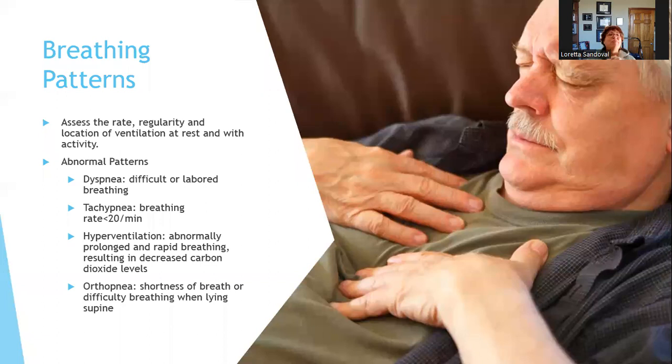Crazy, right? You're going to assess the patient's breathing patterns, and we're going to practice doing this in lab. You're going to assess the rate, regularity, and location of ventilation at rest and with activity. So abnormal patterns are dyspnea, difficult or labored breathing, tachypnea, which is a breathing rate of more than 20 breaths per minute. Hyperventilation is abnormally prolonged and rapid breathing resulting in decreased carbon dioxide levels. And orthopnea is shortness of breath or difficulty breathing when lying supine. Okay, so those are the abnormal patterns that we're going to be looking for, but we're also looking at just their normal breathing.